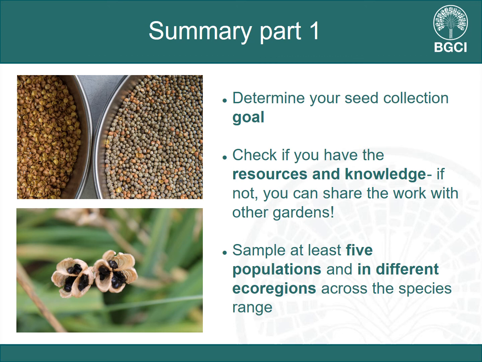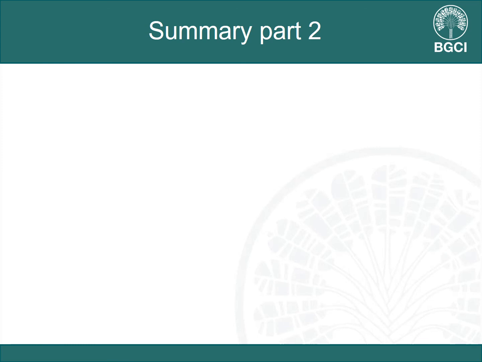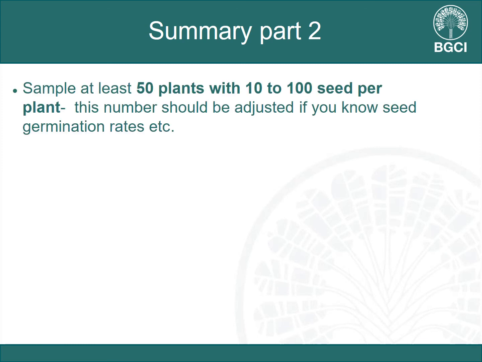Next, sample at least 5 populations and in different ecoregions across the species range. For common species, this might be increased to 20 to 30 or more populations. Within each population, sample at least 50 plants with 10 to 100 seed per plant. This number should be adjusted, however, based upon what you know about seed losses, such as germination rates, etc. For many species, it may need 500 to 5,000 seed or more per population.